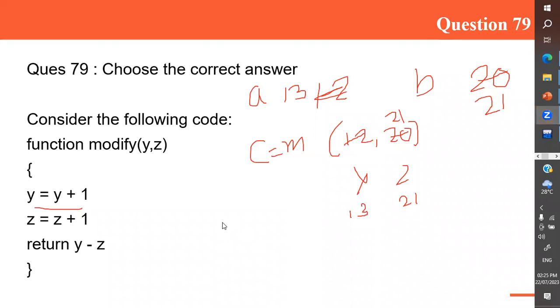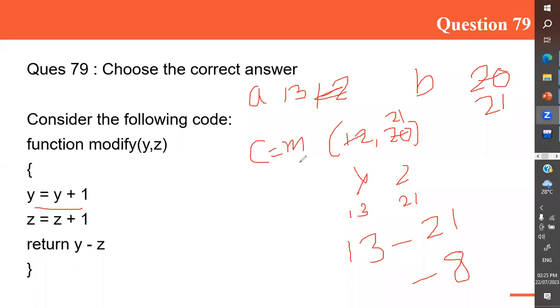Okay, clear. Super. Next. See here. After that, Y minus Z. Okay, yeah. 13 minus 21. Oh, yeah. Sorry, my mistake. 13 minus 21, right? Not 21 minus 13. Y minus Z. 13 minus 21 is what? Minus 8. Okay, minus 8 is the correct answer. My mistake. It's not 8, it is minus 8.